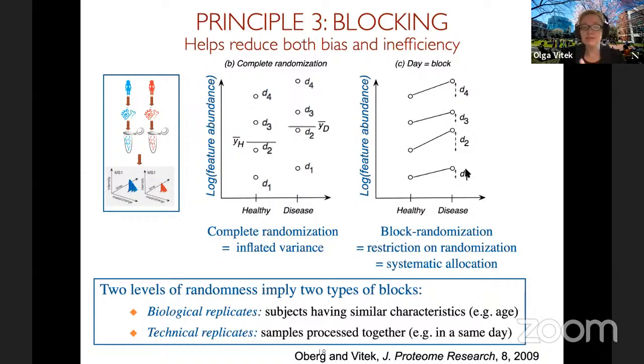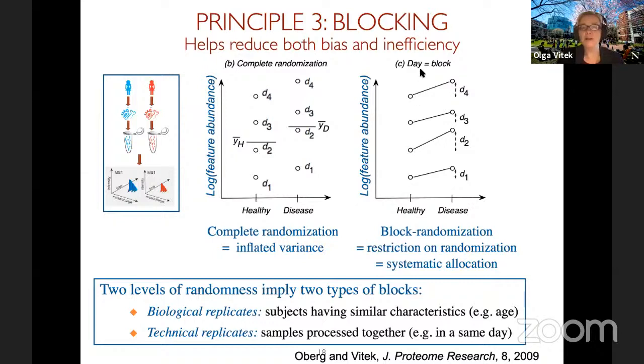So this has two advantages. One is that this way we know that every healthy subject was acquired across all the days, and every disease subject was acquired across all the days, so we have no bias. But we can also at the same time improve the efficiency of the experiment.